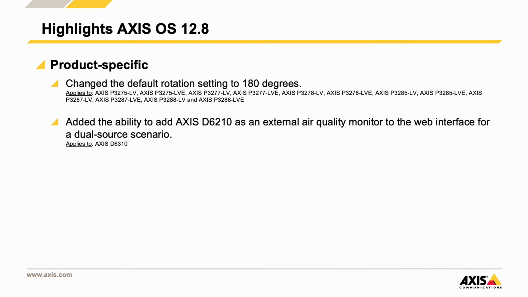Let's also take a look at the product-specific updates. First, for the P32 dome cameras, we have changed the default rotation to 180 degrees. The D6310 air quality sensor now supports the addition of the D6210 as external air quality monitor, enabling dual source scenario.